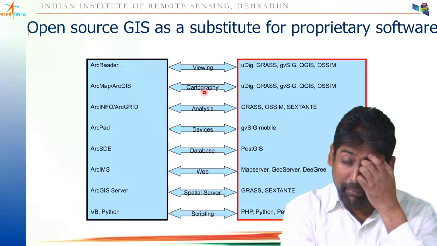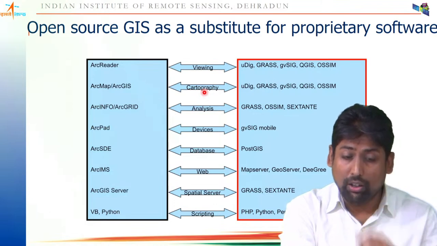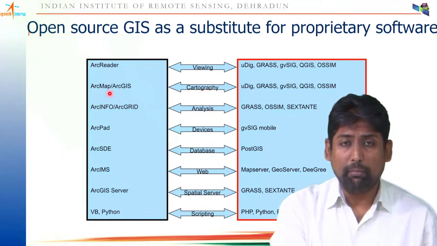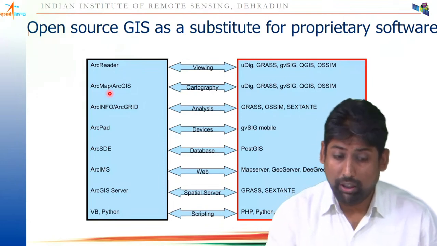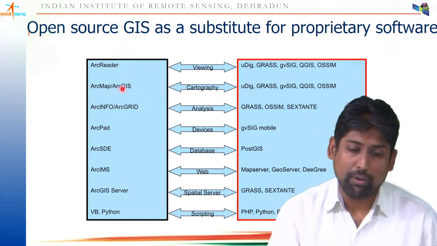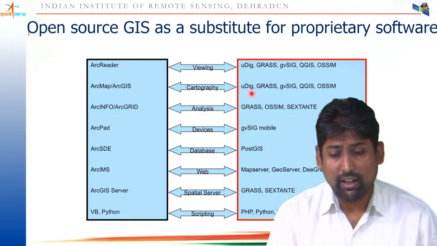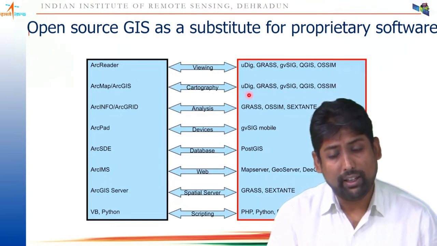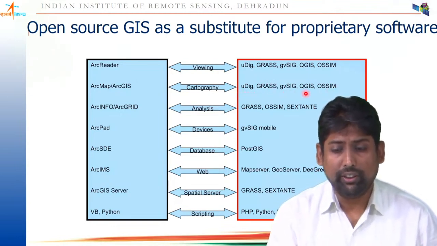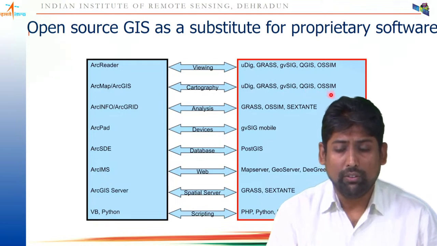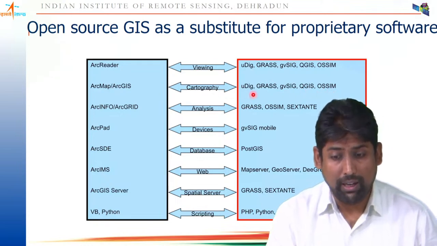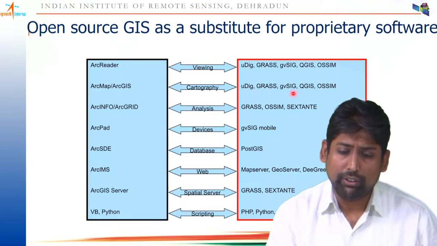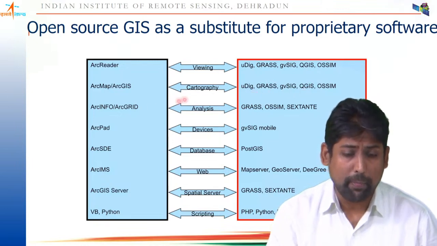Similarly, if you want to make maps and you want to use it for cartography, you can use ArcMap or ArcGIS if you have the money and if you have to use proprietary. Otherwise, there are free software like, again, UDig, GRASS, GVSIG, QGIS, and Awesome, which can help you make very beautiful maps. And I'll be showing you some of the examples using QGIS.